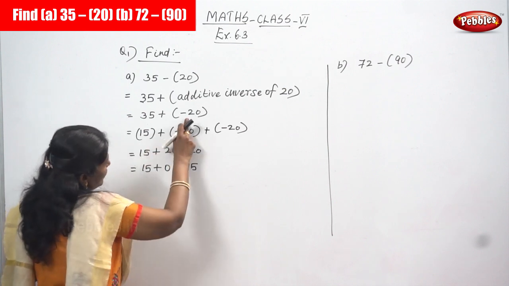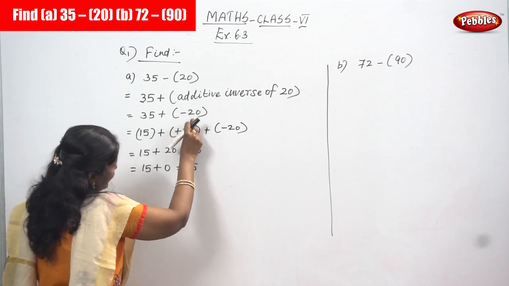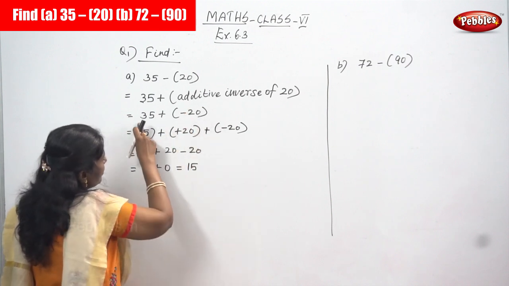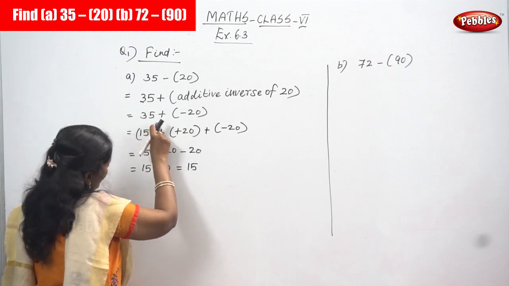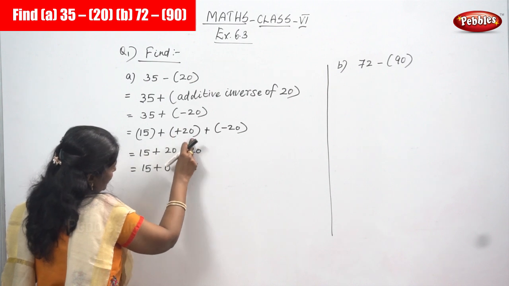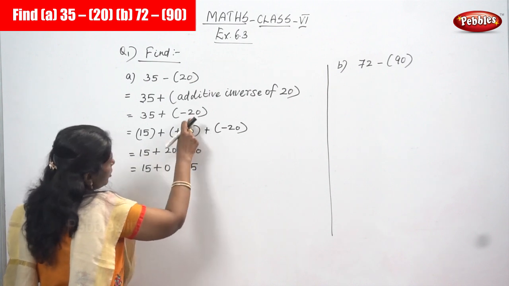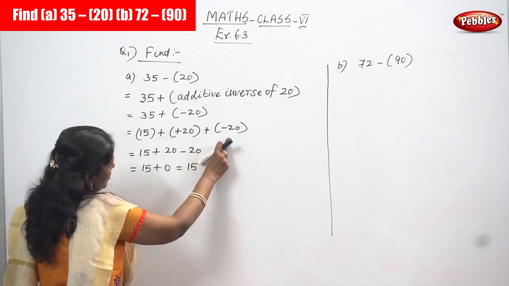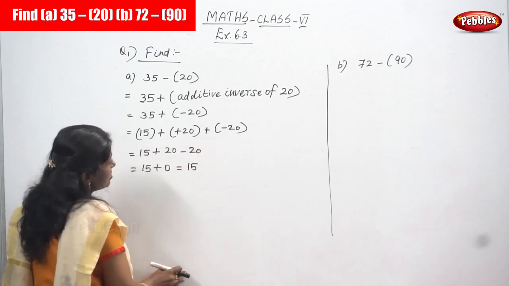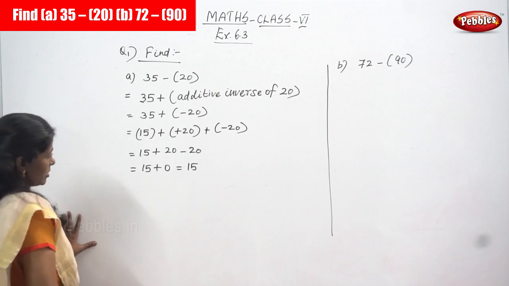So minus 20 is the second integer. This is a negative integer value. So 35 is a positive integer, this is the first value. So this 35 becomes 15 plus 20, then plus, then what are you going to do? Minus 20. Why are you using plus? Because it is also addition, so that is why you are using a positive sign.